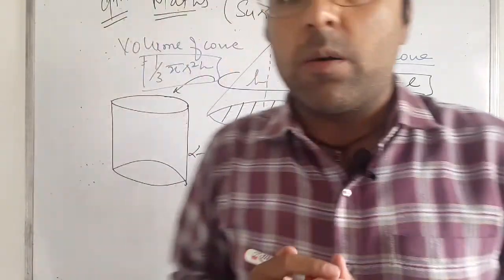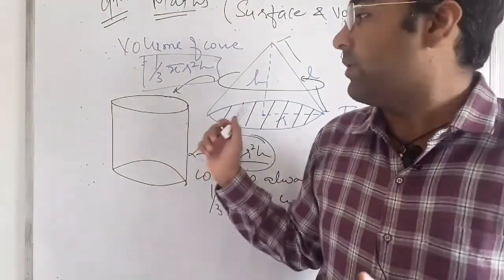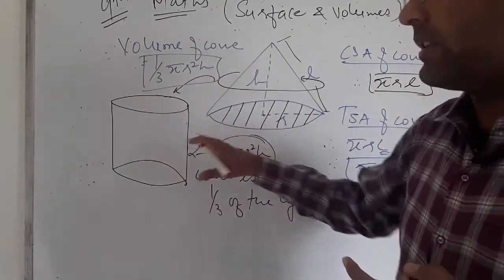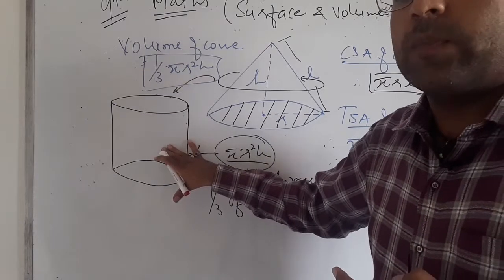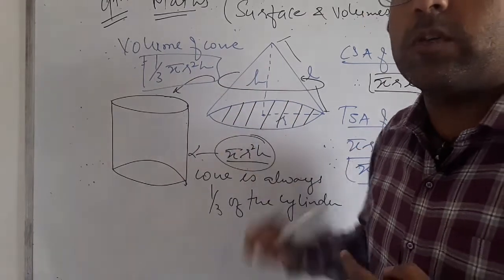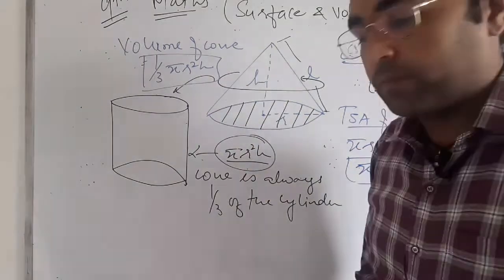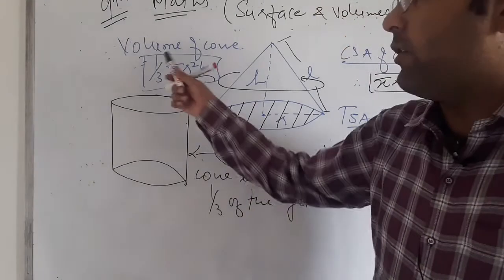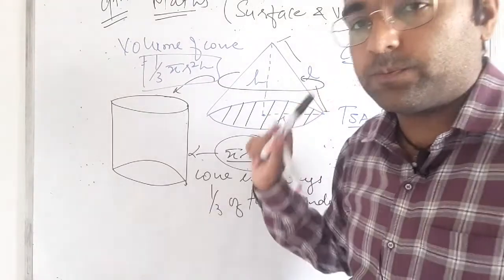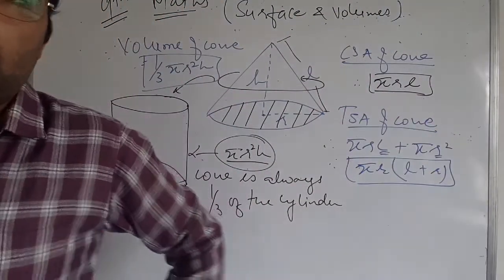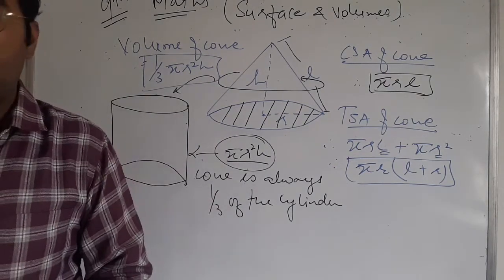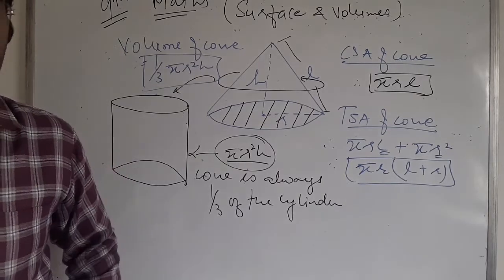Whenever we compare cylinder with the cone, the volume of the cone is 1/3 of the volume of the cylinder always. So the volume of the cone is 1/3 pi r square h. Clear? Please note down all these formulas, as they always help us to solve the problems. Please note it down fast.